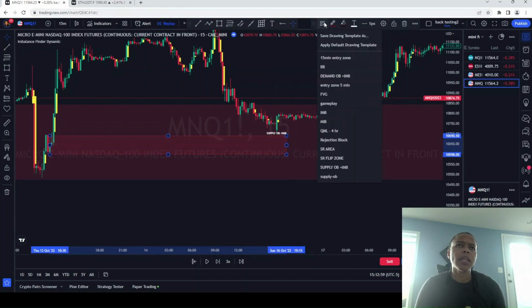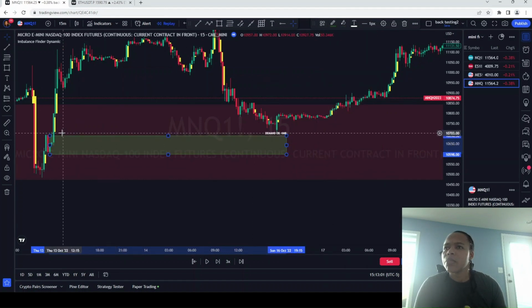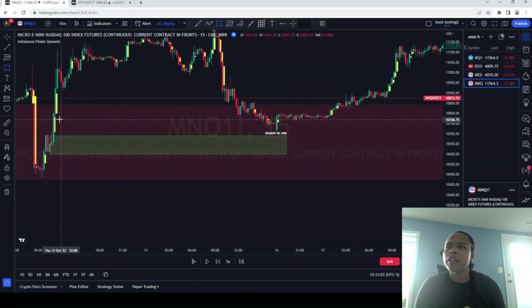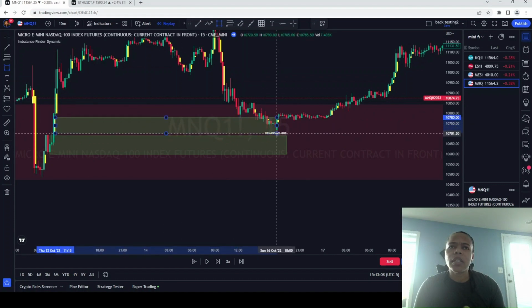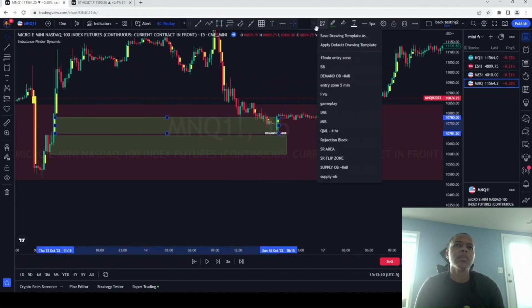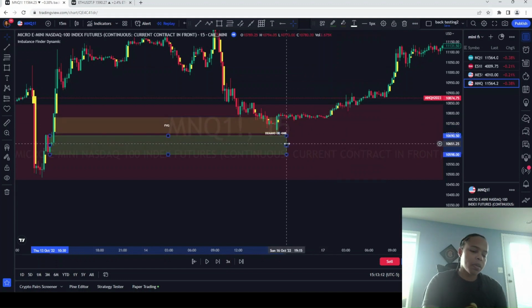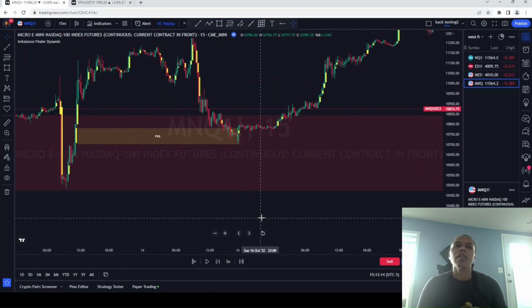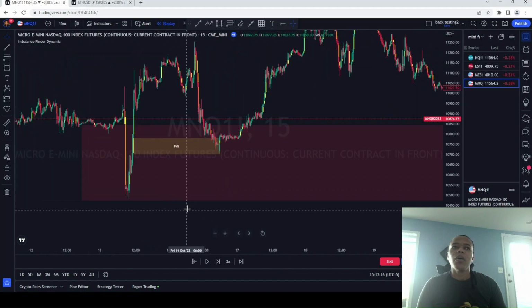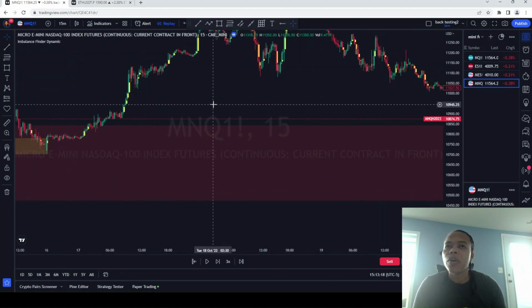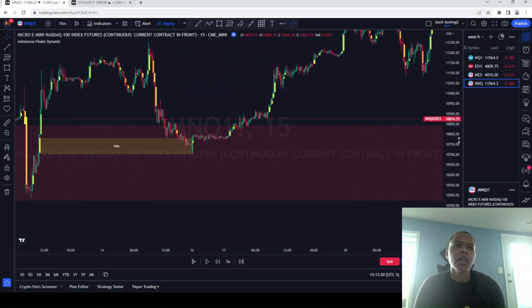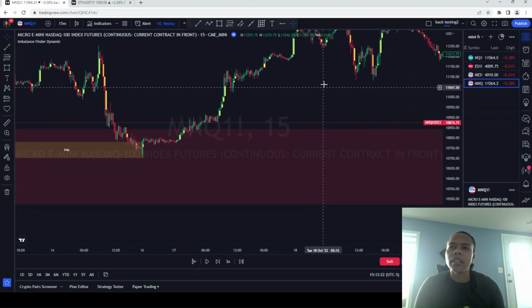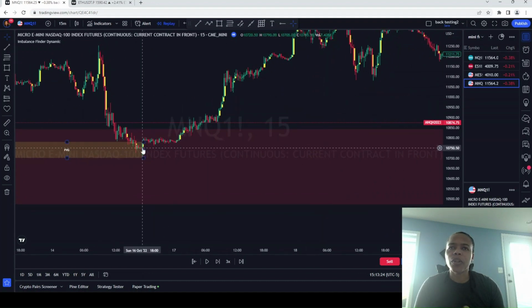Actually, this is a demand one. It's not as important. The fair value gap is what's important. So like once it came down in here, right? I'm gonna do our FVG, and then we don't care about this because it didn't trade into it. Then would we be waiting for it to come back into this general vicinity for an order block?